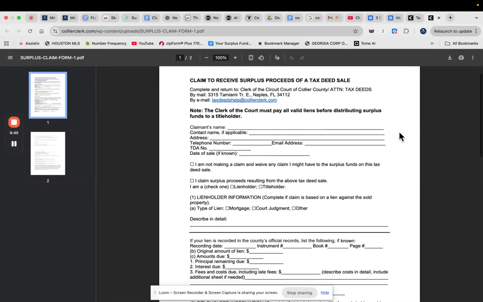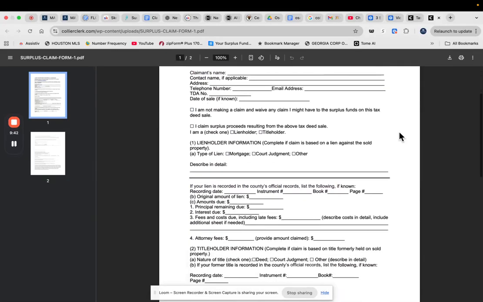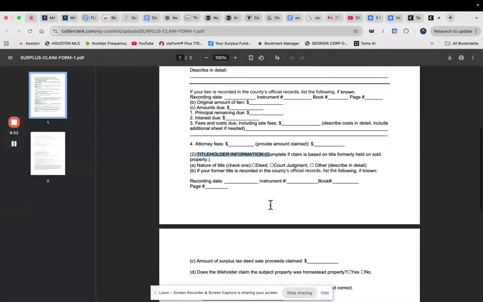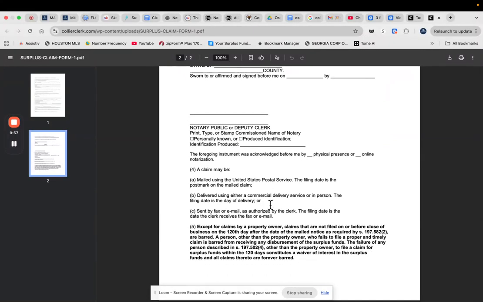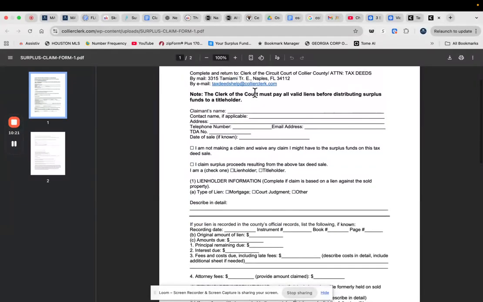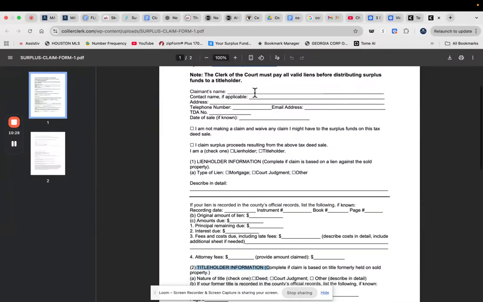So I'm going through here and I'm looking through the claim form. Just give me a moment. This is for lien holders, like if there was a lien on the property, and this is for the title holder. Now I am looking for claims that are not filed on or before close of business day. A person other than the property owner who fails to file a proper and timely claim is barred from receiving any disbursement. So this lets me know, okay, they do have a contact name. Now this is what I would say is a vague claim form, but it doesn't say that you can't file for this as a third party.